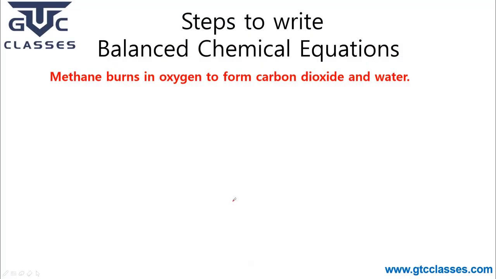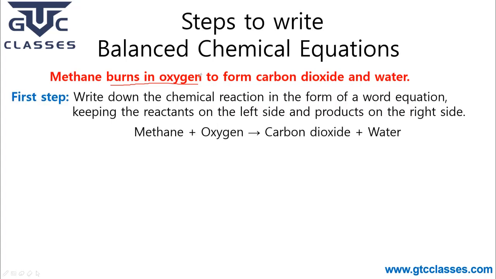For example, they will give you a condition like this: methane burns in oxygen to form carbon dioxide and water, and you have to write the balanced chemical equation. The first step is to write down the word equation based on the information that is given.